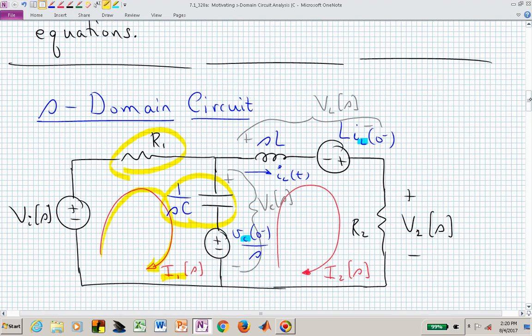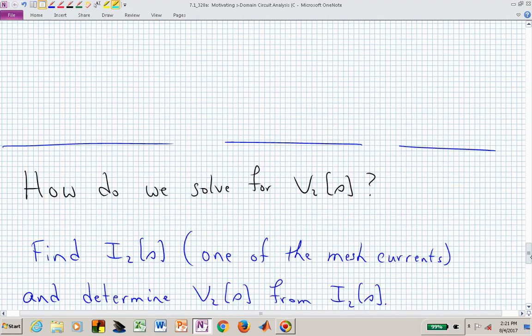If we look at that same thought process in the second mesh, now if we put in the diagonal entry, the 2, 2 entry of our impedance matrix Z, we would then put into that term, the 2, 2 entry, all of the impedances that are touched by I sub 2, and that would be this capacitor's impedance, 1 over SC, this inductor's impedance, SL, and this second resistor, R sub 2.